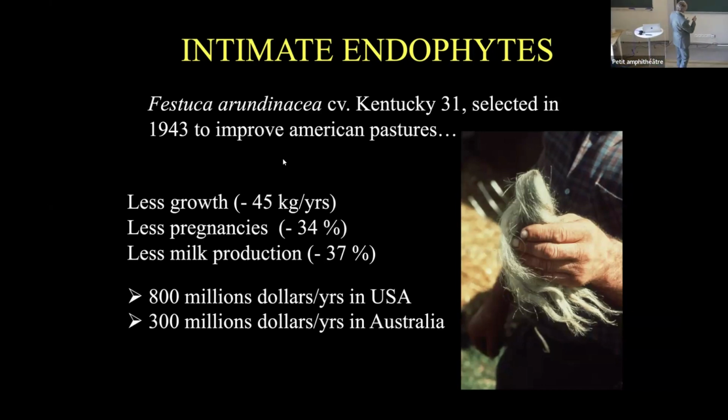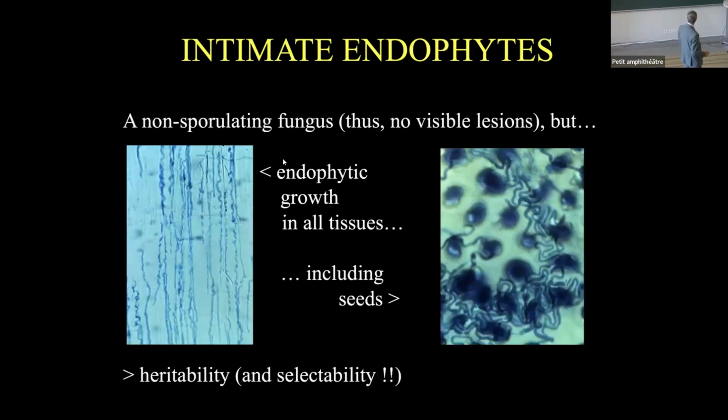And you have a lot of loss of meat, of calves, of milk production. The outcome per year of the introduction of this grass is awful. And looking for what happens with that is simply that this plant is highly toxic because it's filled with a toxic fungus belonging to the Neotyphodium genus.